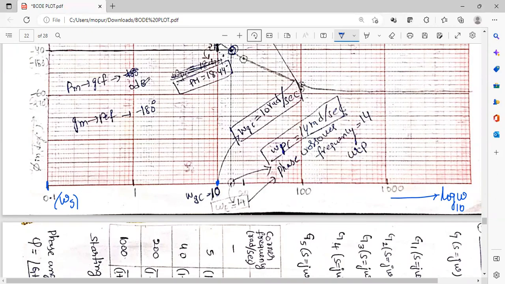So the dark lines are 0.1, then 1, then this is 10, this is 100, and this is 1000. These are the dark lines, the big lines. Now, within this 1 to 10 or 10 to 100, how to fix a point? Next, I will tell you.